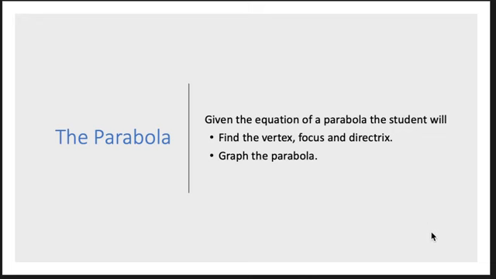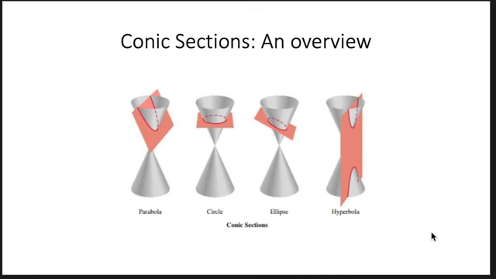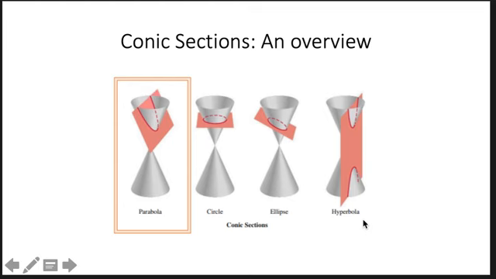So what I want to start off with is a brief overview of what these conic sections are. If you take two right cylinder cones and stack them on top of each other point to point, the conic sections are the shapes you would get if you intersect those two cones with a piece of paper, if you could slice the cone. And you will see you can get a parabola, a circle, an ellipse, or a hyperbola. We're going to focus on the parabola today.